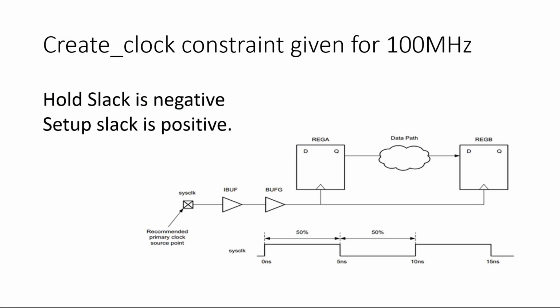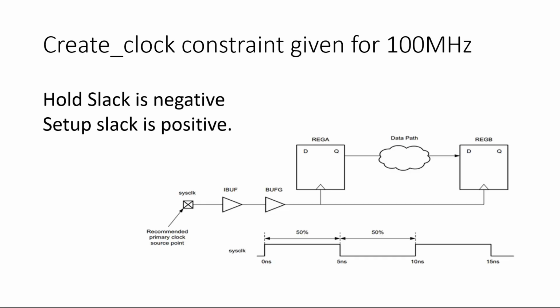Friends, for my complex design, I created a create_clock constraint and I have given a clock frequency of 100 MHz. In the create_clock constraint, usually we give the period value. So the period is 10 nanoseconds. After placement and routing is done, the report finally claims that hold slack is negative and setup slack is positive. Hold slack is negative, which is independent of the clock frequency. And that is why my design is failing at all the operating frequencies.